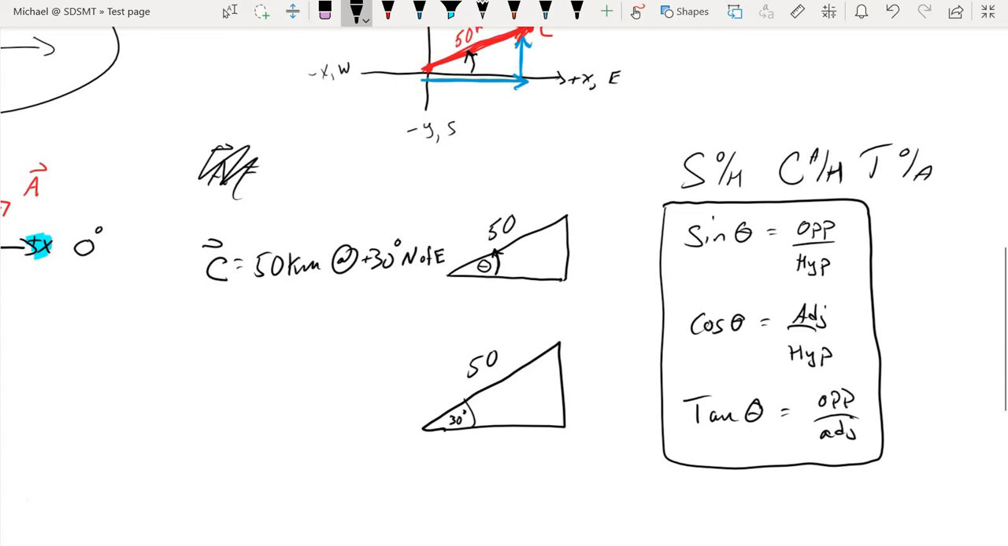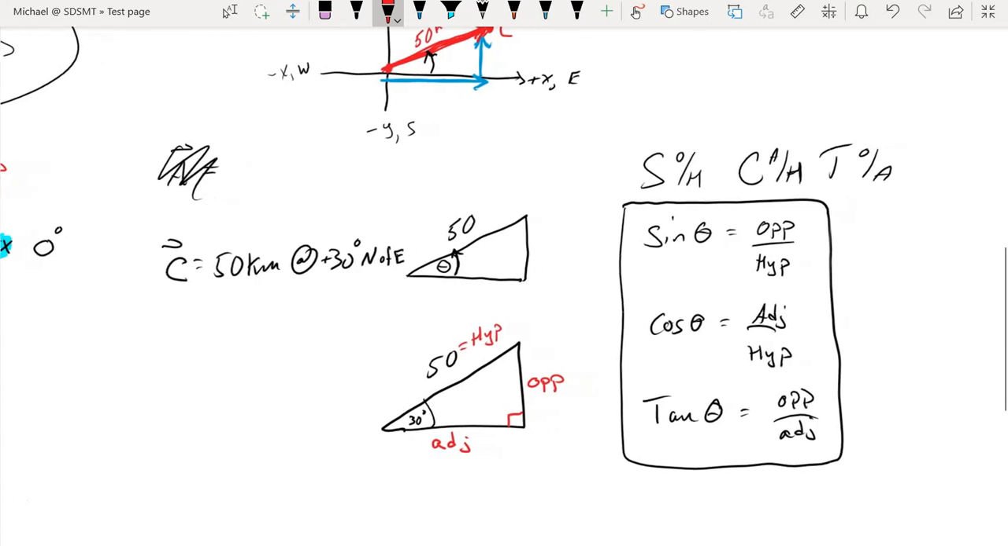We have our 30-degree angle in this lower left-hand corner, and so that means that this leg is the leg that is adjacent to the angle. That means that this leg is the leg that is opposite of the angle. The hypotenuse, well, the hypotenuse is the hypotenuse. It's always the leg opposite of your right angle.